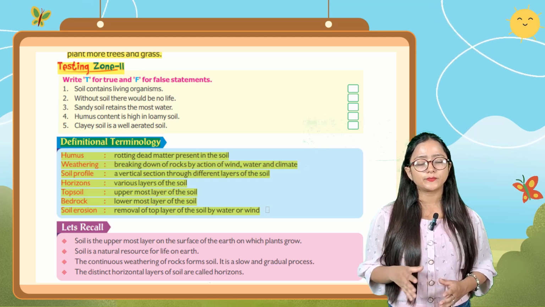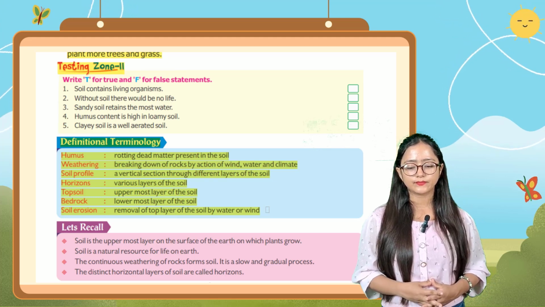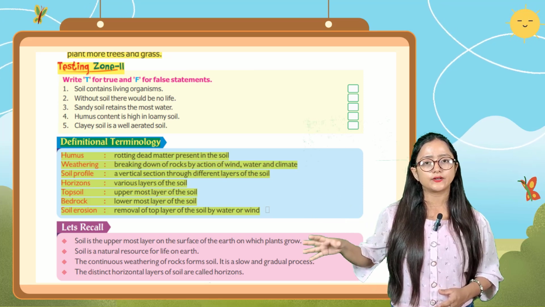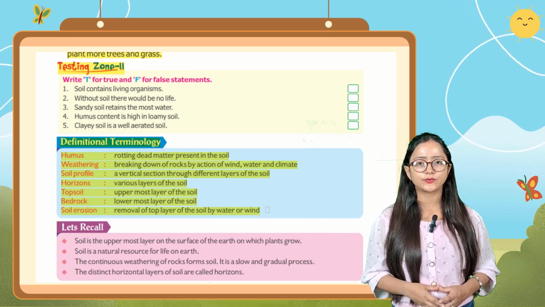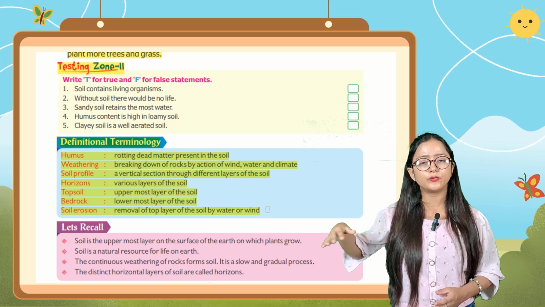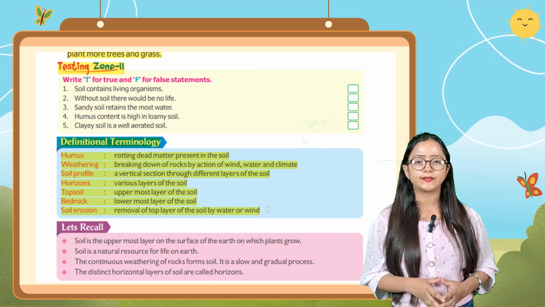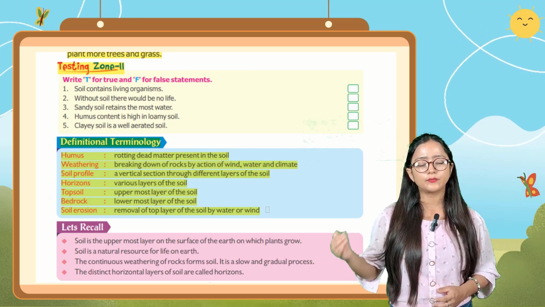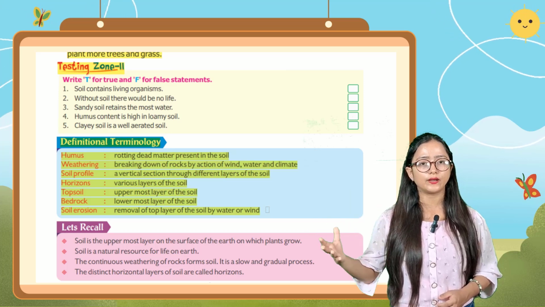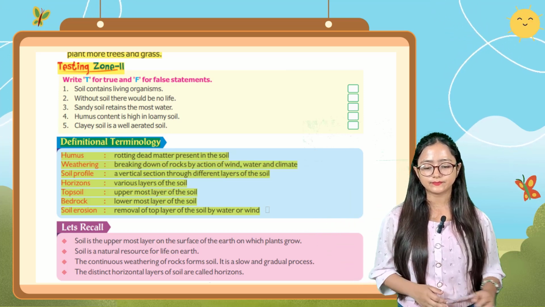Next one, topsoil, uppermost layer of the soil. Next one, bedrock, lowermost layer of the soil. Next, soil erosion, removal of top layer of the soil by wind and water.